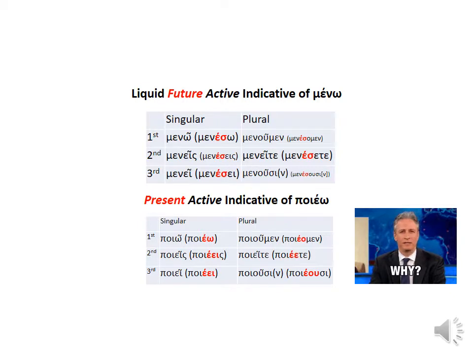If you know the lexical form meno, you recognize that it has a stem ending in a nasal, which would categorize it as a liquid future, which would give you the forms that we see here: o, eis, ei, oumen, eite, ousin. Where the present of poieo, you would recognize by knowing the lexical form poieo, and knowing that it's a contract verb of the epsilon class, which would give you just these forms. So the answer is knowing lexical forms.